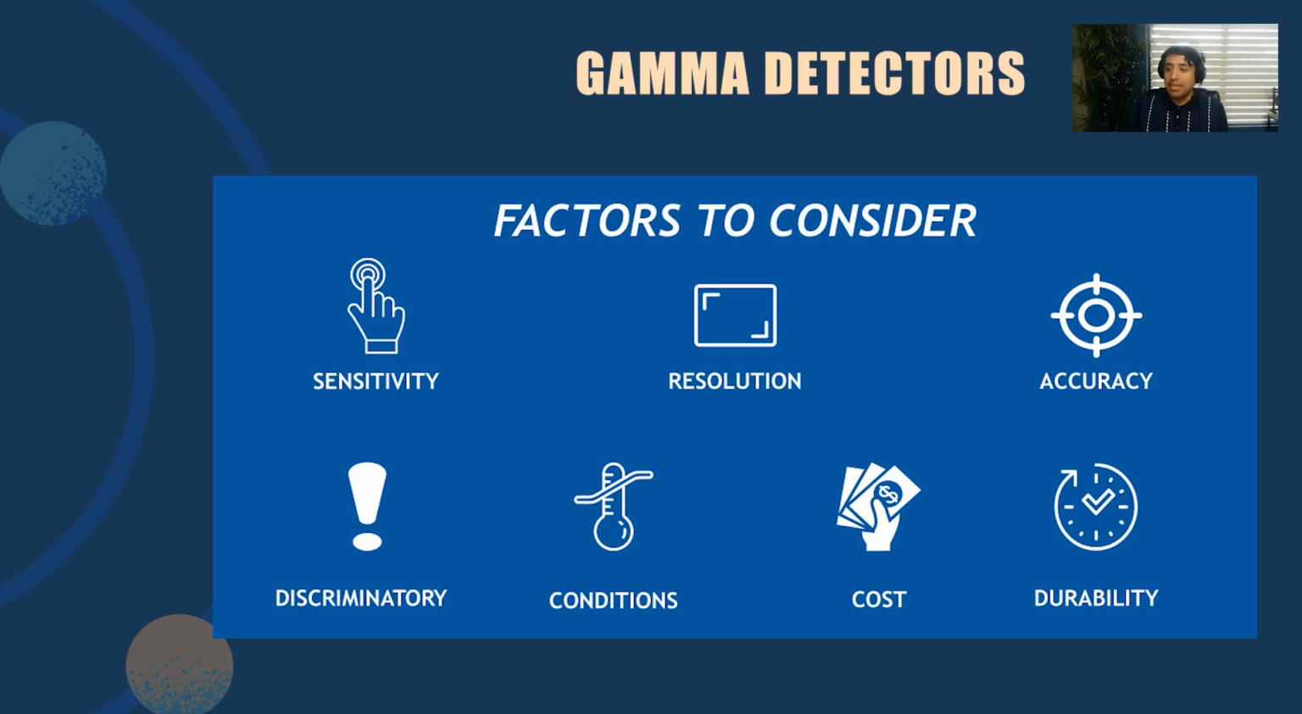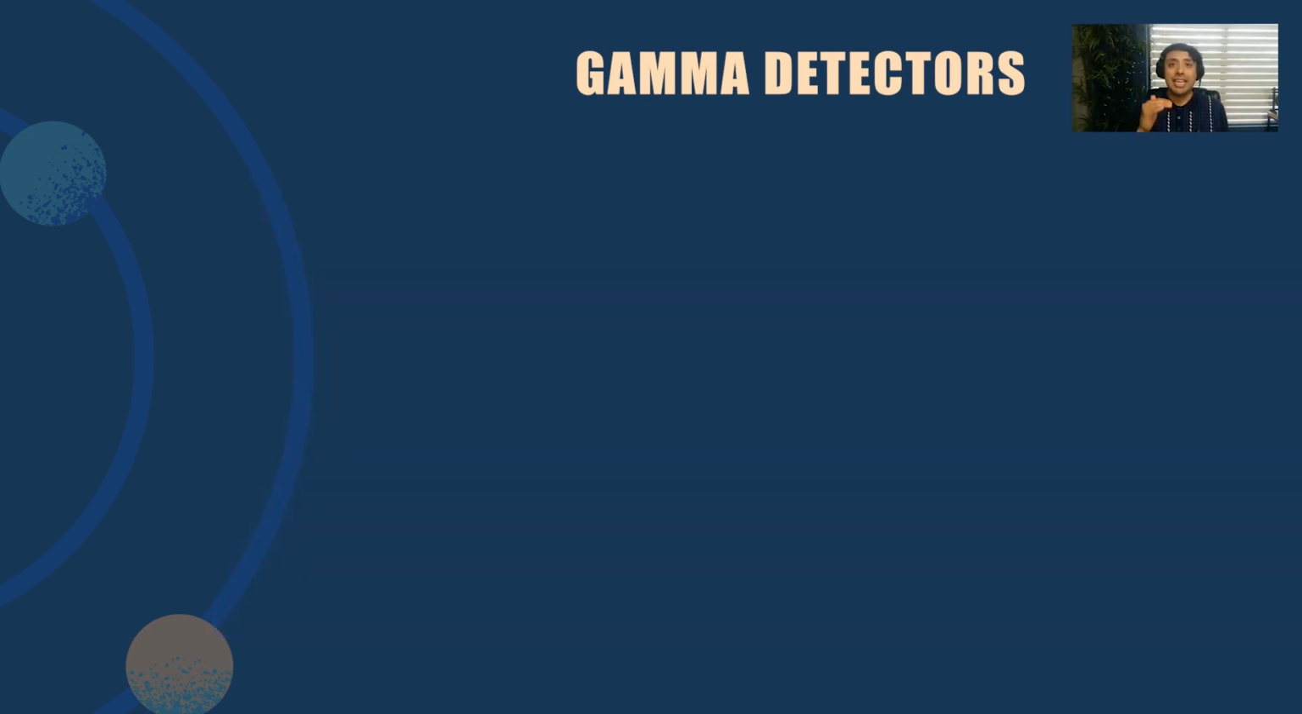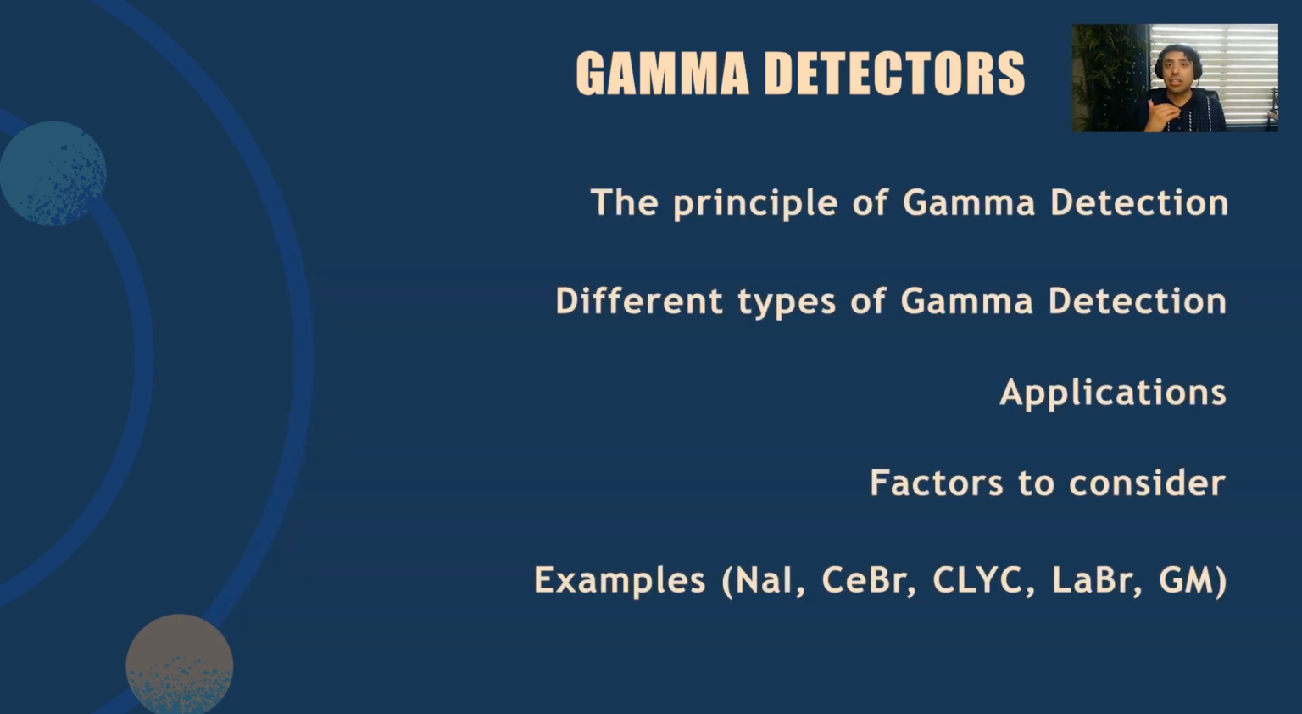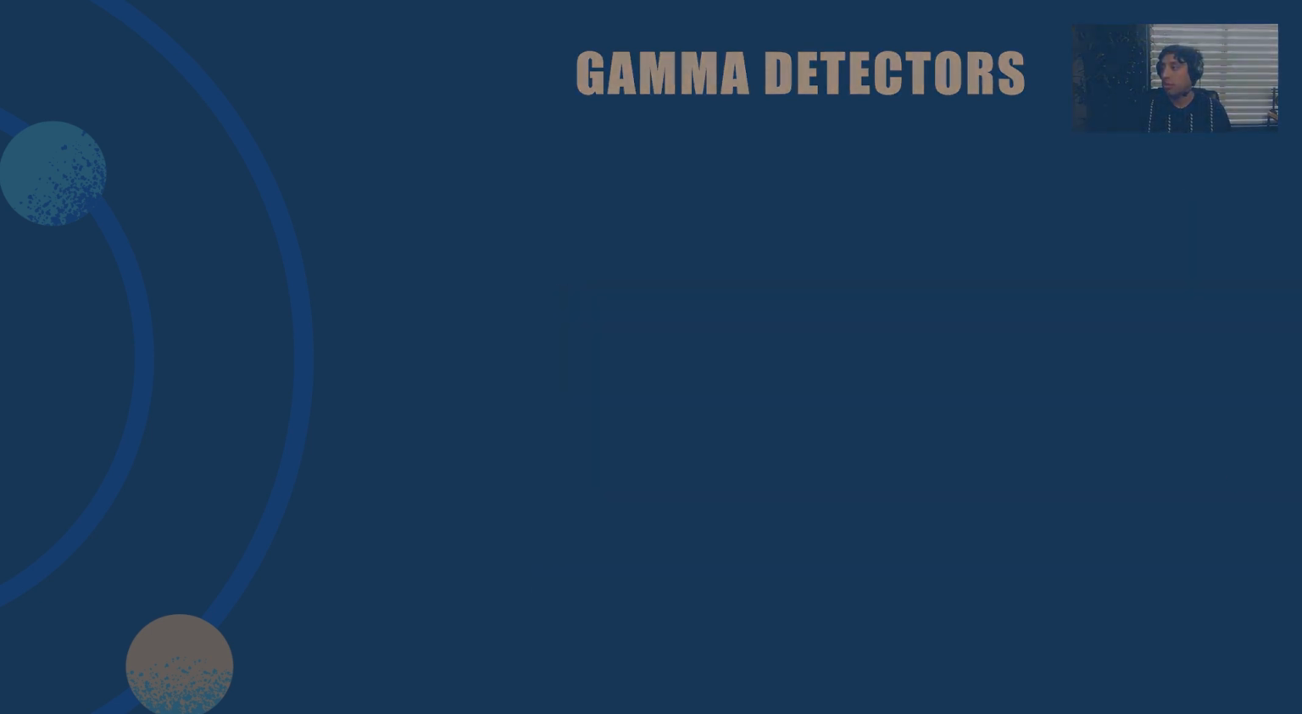So gamma detectors are the backbone of isotope identification systems, with each type offering unique advantages for different applications. Understanding these detectors and their characteristics and how they align with the needs of specific tasks ensures the effective and accurate identification of radioisotopes, reinforcing their critical role in a wide array of fields.